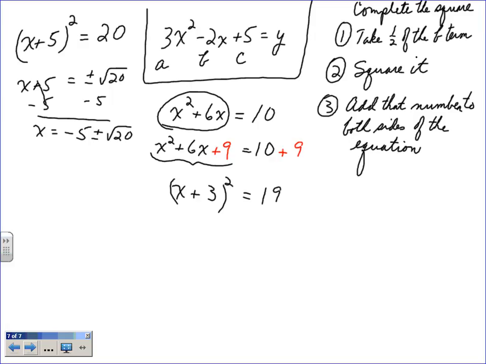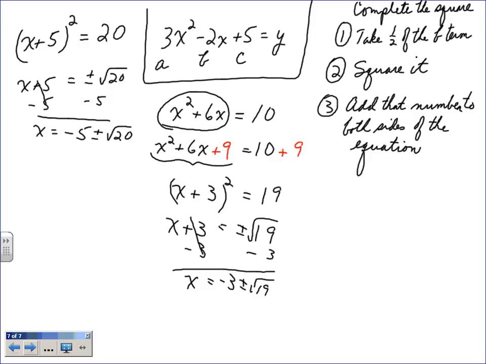Okay. Now I've got a problem like this. And this we know how to solve. We square root both sides. Plus or minus the square root of 19. And we subtract 3 from each side. So x equals negative 3 plus or minus the square root of 19. You can do it. All right. Let's do it again.